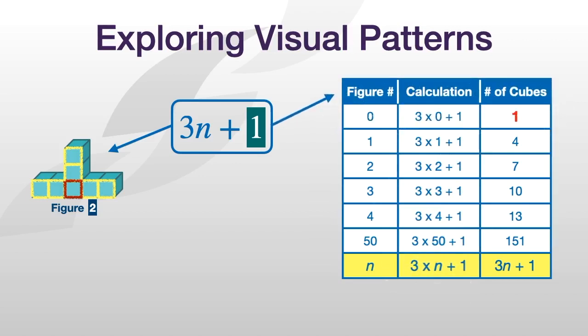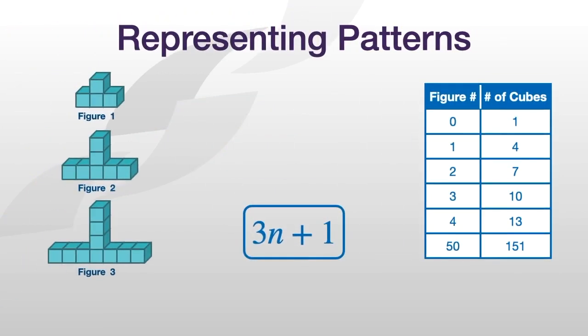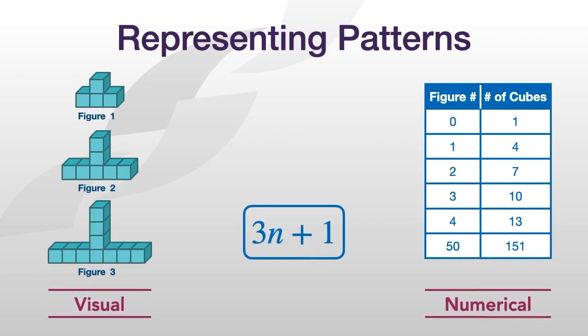Notice we also see the 1, which is a constant, if we extend our table backwards to figure 0. We saw this before when we looked at the other relation. We name these three representations as visual, numerical, and symbolic.